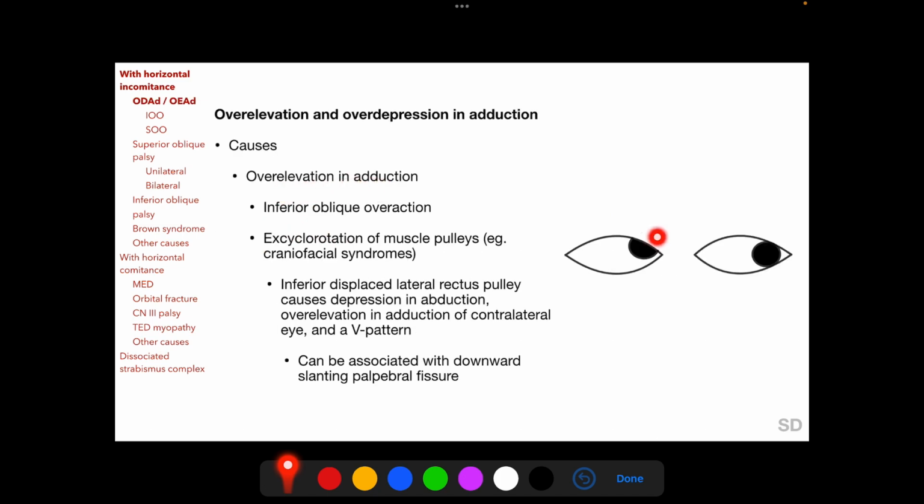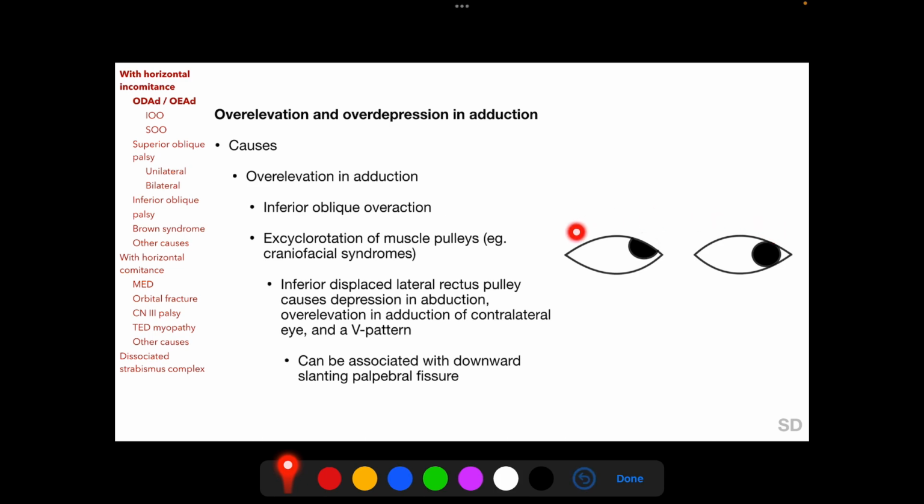Overelevation in adduction, as seen in this diagram, is most commonly caused by inferior oblique overaction, and this is very important to remember. Overelevation in adduction is less commonly caused by excyclorotated position of the muscle pulleys, which can be found in craniofacial syndromes, and this can be associated with downward slanting palpebral fissure in which the horizontal level of the lateral canthus is below the horizontal level of the medial canthus.